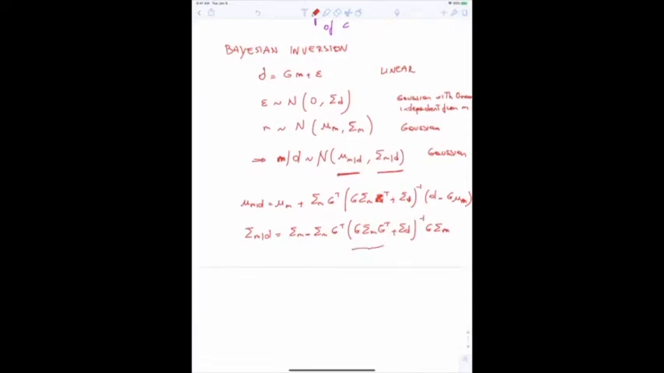This is actually the covariance of the data. Let me change the notation a little here. I'm going to call this one sigma e, because this is the covariance matrix of the data error. This is the covariance matrix of the data that we can call sigma d, and this is the cross covariance sigma md. And this is, again, exactly the same, just a transpose.